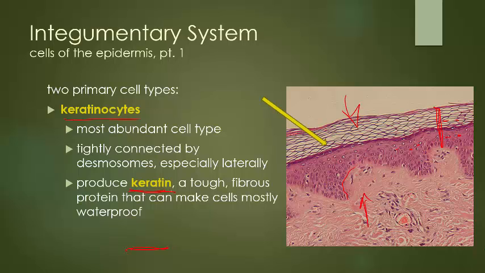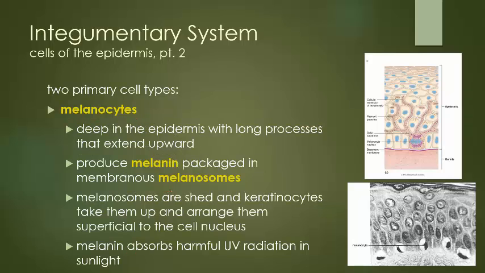So keratinocytes are one of the primary cell types that we see in the epithelial layer. The other primary cell type is called a melanocyte. Melanocytes are deep in the epidermis, down at the basement membrane. One of their surfaces is attached at the basement membrane, and their job is to produce a pigment called melanin, and they package it up in these little membranous vesicles called melanosomes. Soma meaning body, so it's like a little body that holds a bunch of melanin inside of it.